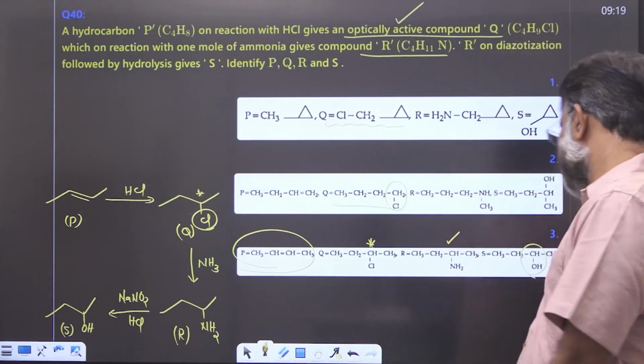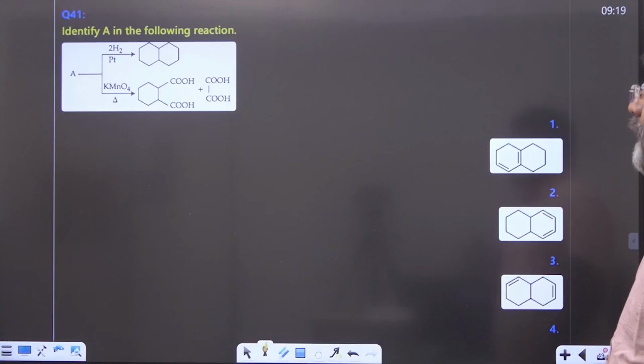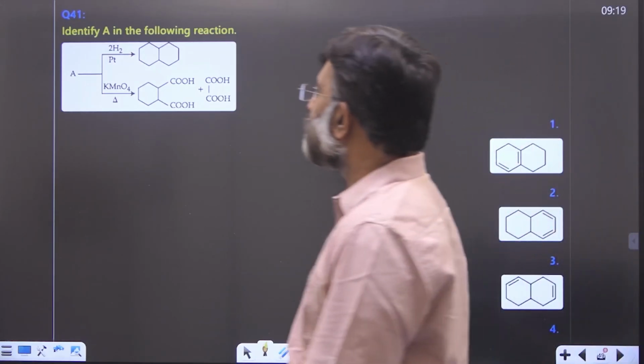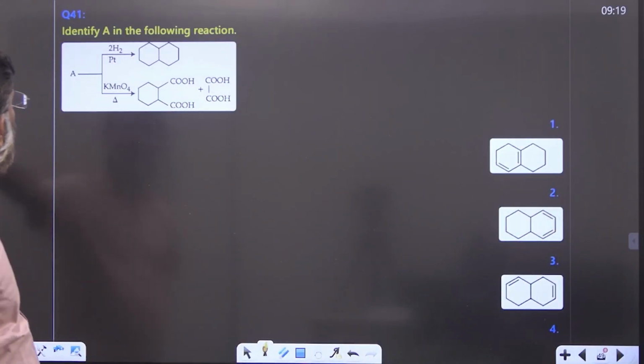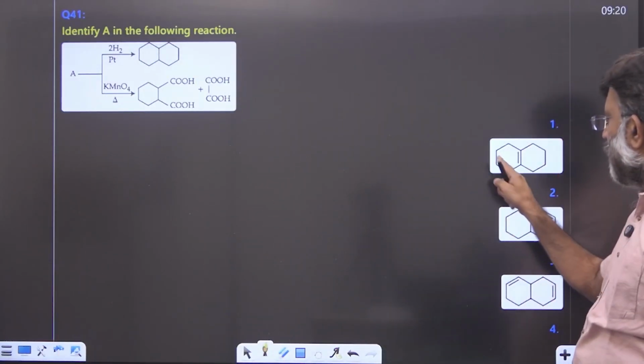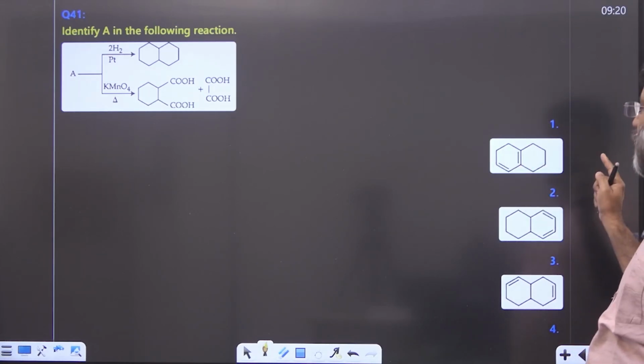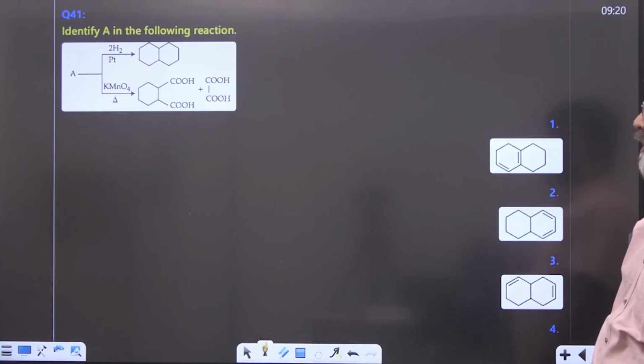Next question. Again, there is a sequence given, we need to identify A. A with 2 mole hydrogen, platinum, you get this product. One is okay because there is one double bond here, one double bond here, one hydrogen here, one hydrogen here. Upon reduction, you will get the product given over the top.